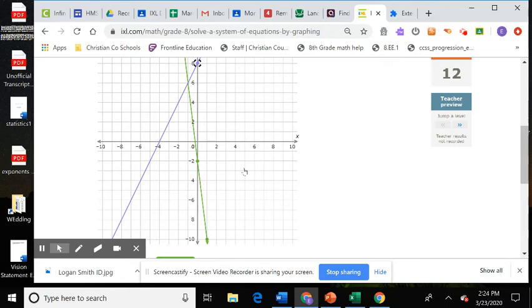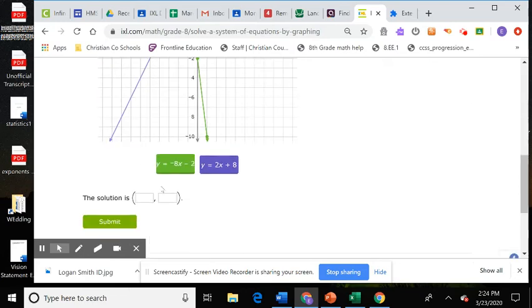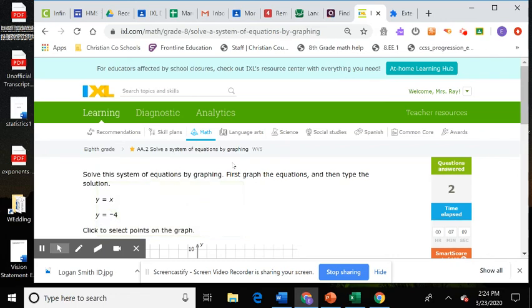Okay, so now we need the solution. They intersect precisely one time. So when x is negative 1, the y value is 6. So we're going to carefully type this in, negative 1. The y value is 6. And then submit.